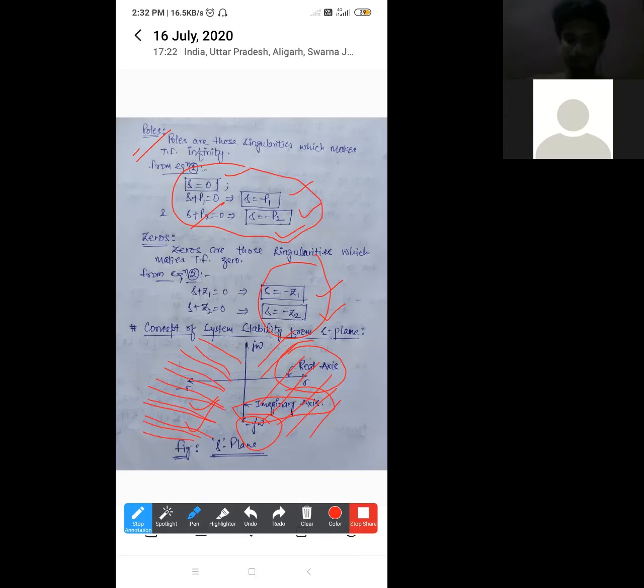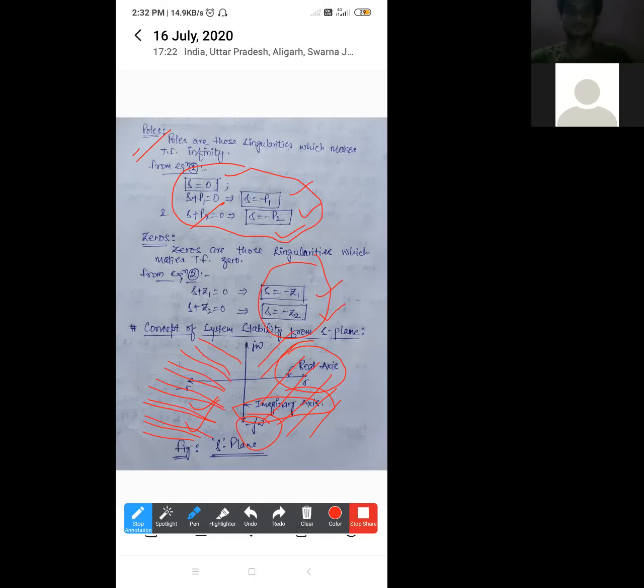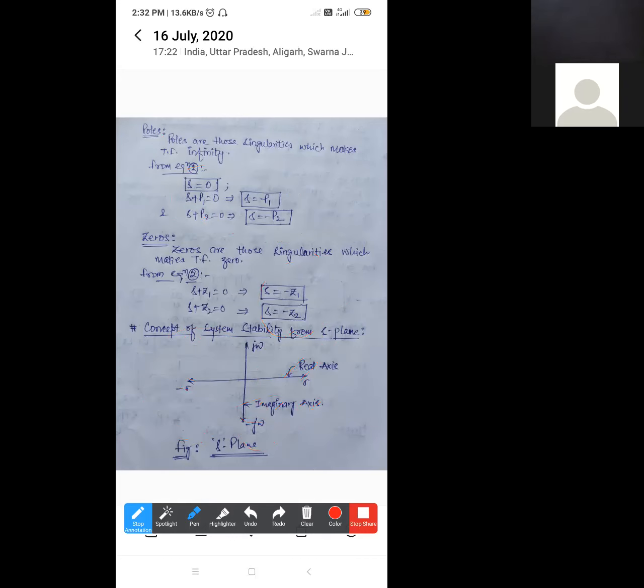So for any system to be stable, the poles of that particular transfer function must lie on the left half of the S-plane. I mean, in this region. For a stable system, the poles must lie on this side, in this region. If any pole is lying on the right half of the S-plane, this side, then the system is unstable. We will move on to the next screen, right?